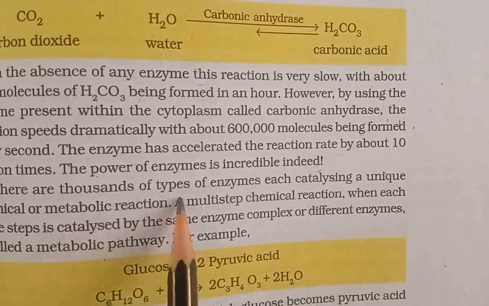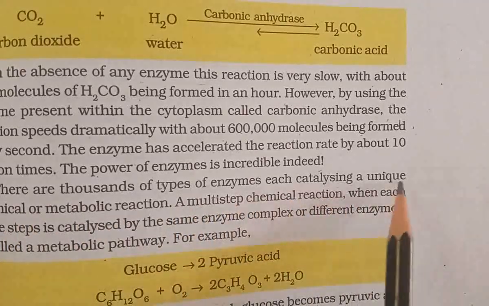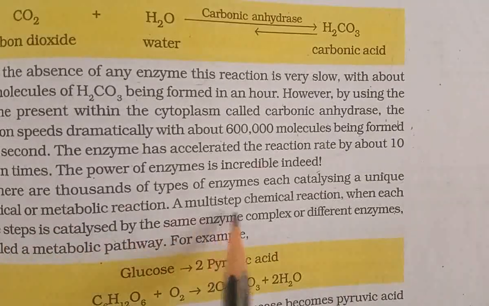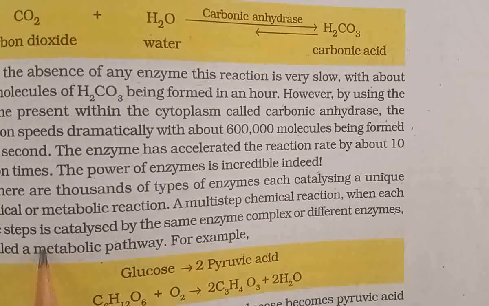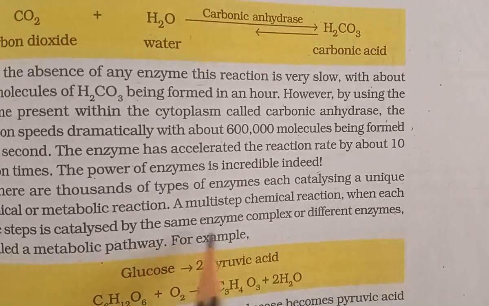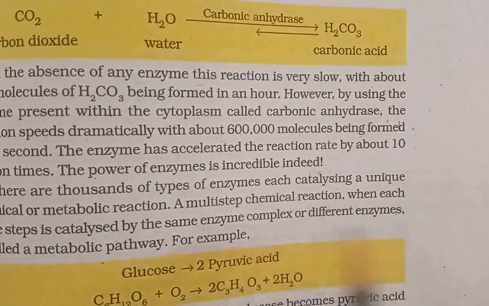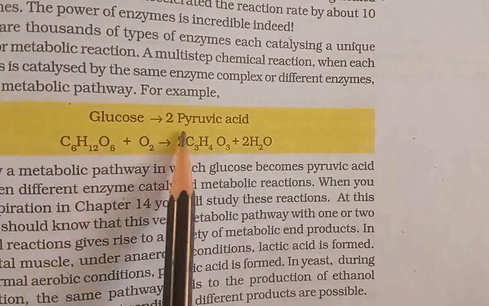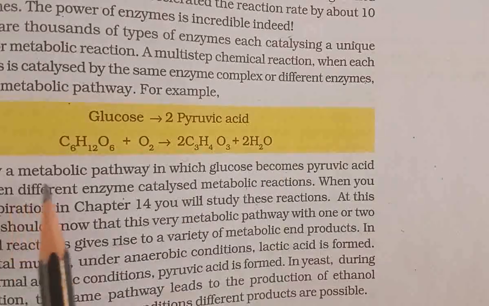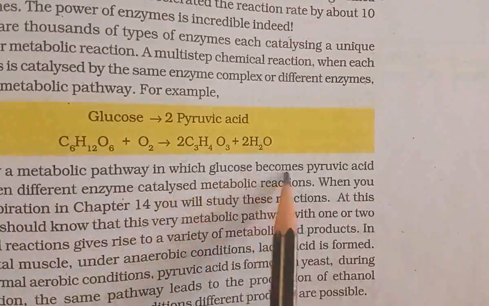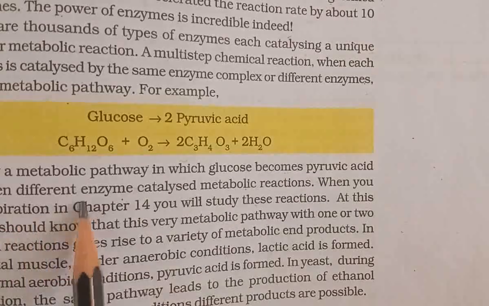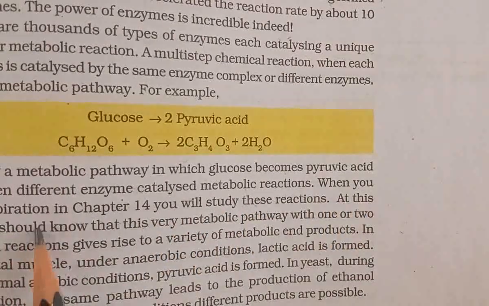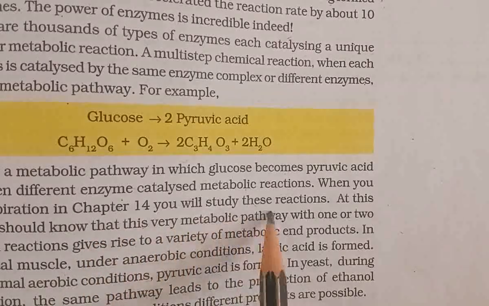There are thousands of types of enzymes, each catalyzing a unique chemical or metabolic reaction. A multi-step chemical reaction, when each of the steps is catalyzed by the same enzyme complex or different enzymes, is called a metabolic pathway. For example, glucose converting into 2 pyruvic acid is actually a metabolic pathway in which glucose becomes pyruvic acid through 10 different enzyme catalyzed metabolic reactions. When you study respiration in chapter 14, you will study this reaction.